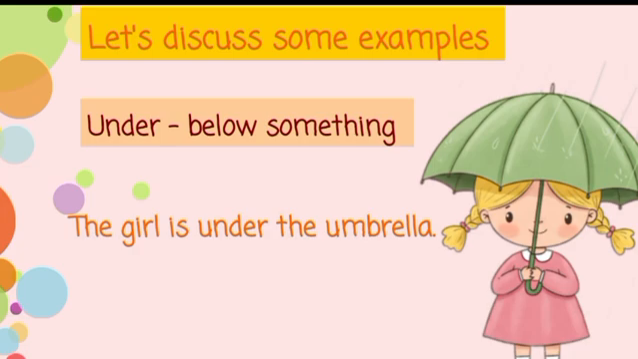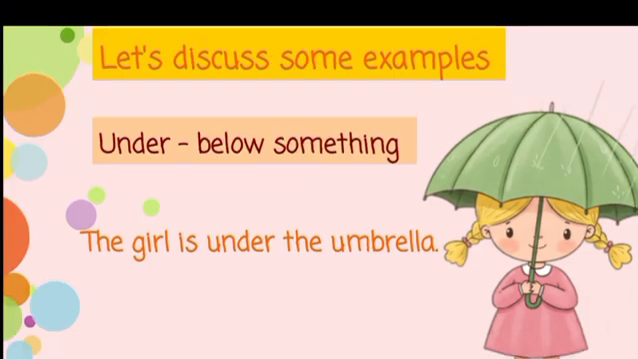Next is "under." "Under" is used when something is below the other thing. For example, here the girl is below the umbrella. We are saying the girl is under the umbrella. The girl is under the umbrella.